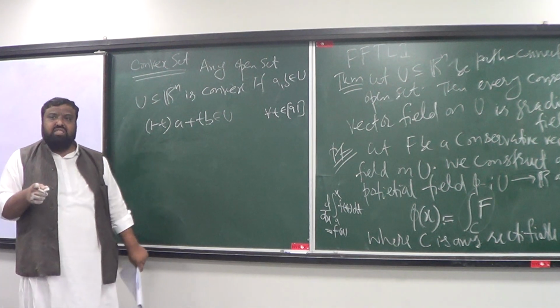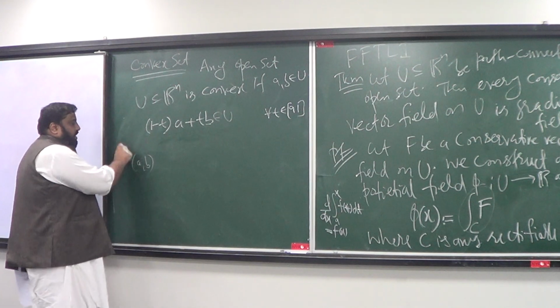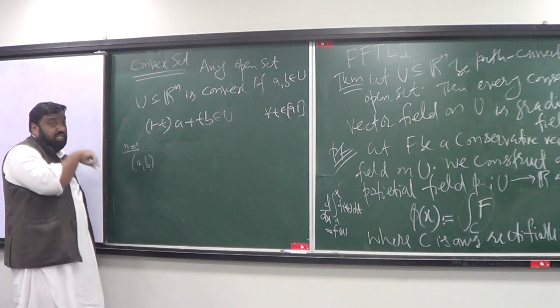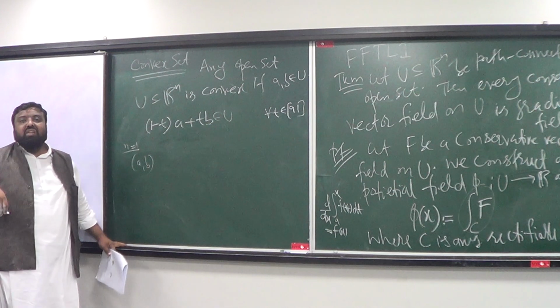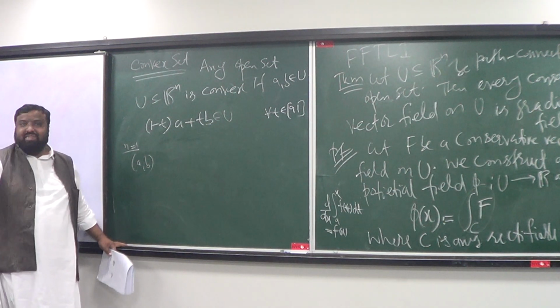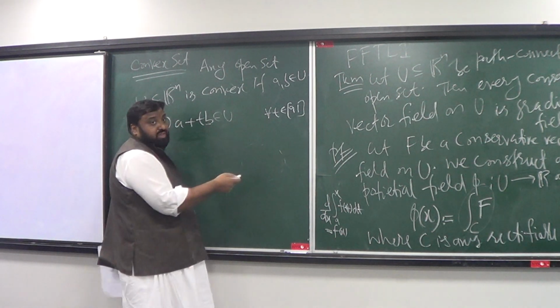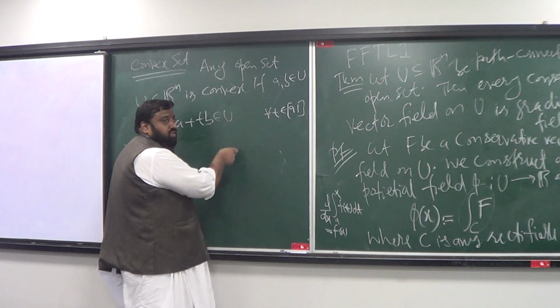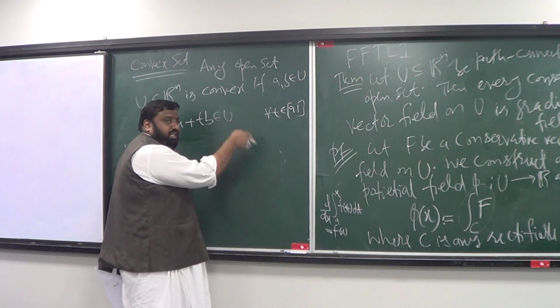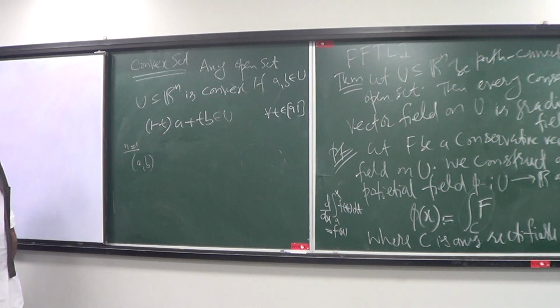One of the easiest examples of a convex set is the open interval. For example, if you take n equal to 1, open intervals are convex sets, which is equivalent to an open ball. If you take an open ball, then this is a convex set. Why? Because you take any two points, you can join them through a line, and that line is entirely contained within the region.